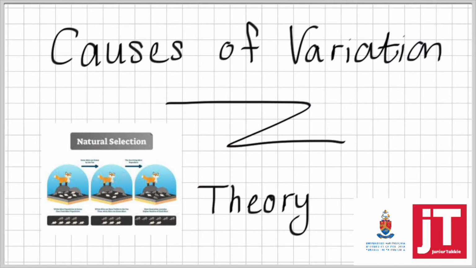In these natural selection videos, there are 3 theory videos and 2 exam questions. This is a theory video on causes of variation. Let me explain causes of variation. This is a very important question and it comes out frequently in your matric exam.